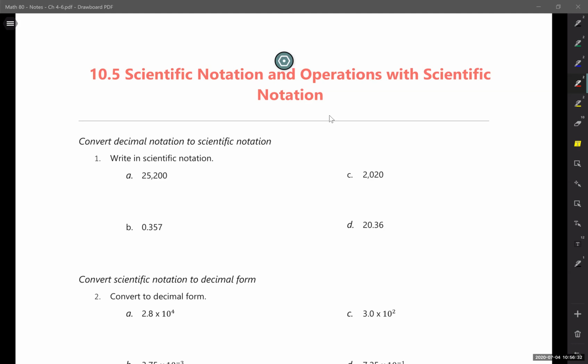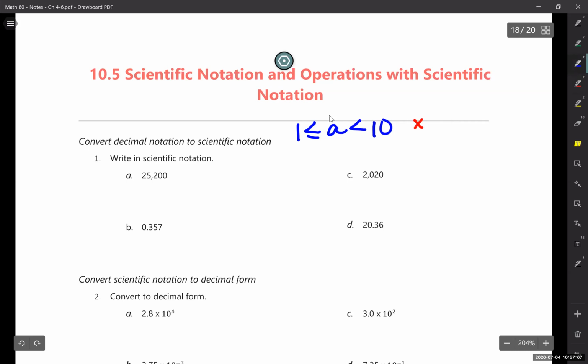For scientific notation, the number, I'll call it A, that's usually the letter we use, is always going to be between 1 and 10. We can include 1, but we can't include 10, because if we could write it as 10, then we could just move the decimal and rewrite it as a 1. So we want to include 1 and every number all the way up to, but not including, 10. And then it will be times some power of 10.